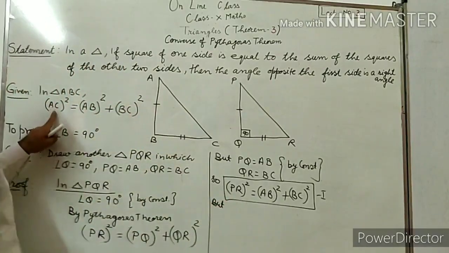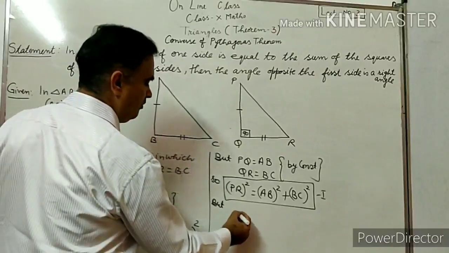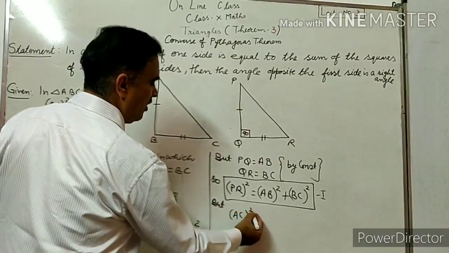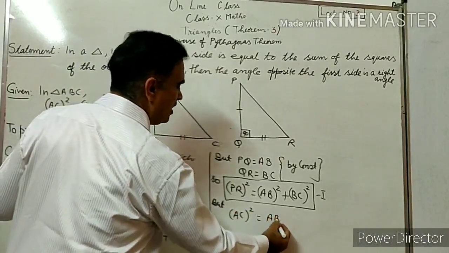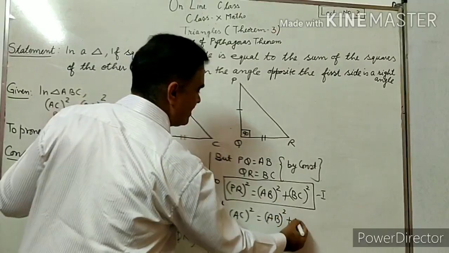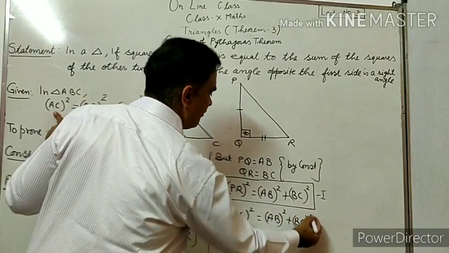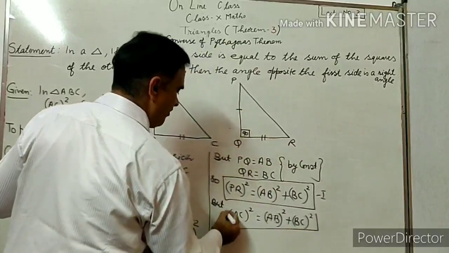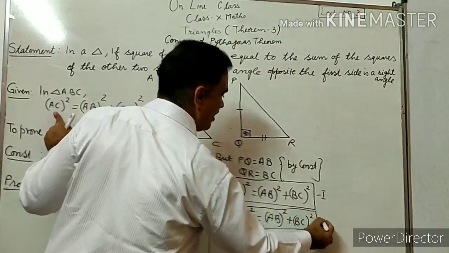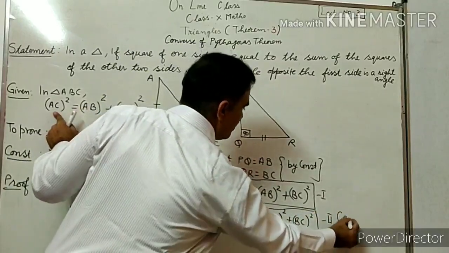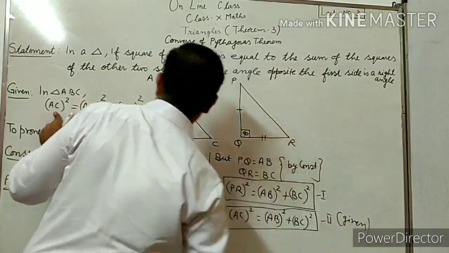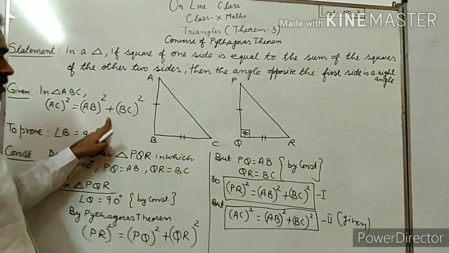But AC square equal to AB square plus BC square. From where did we get it? It is given or not? This is given to us.